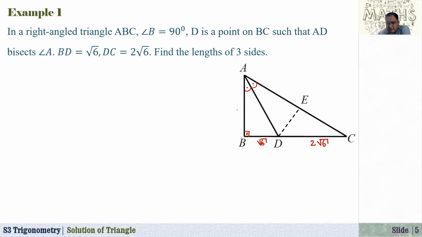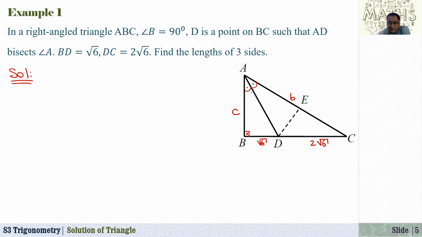This side is, let's say, C, and this other side is B. The question is, we have to find B and C. So solution. Now, if I draw this dashed line from D to E, number one, we can find the relation between C and B.